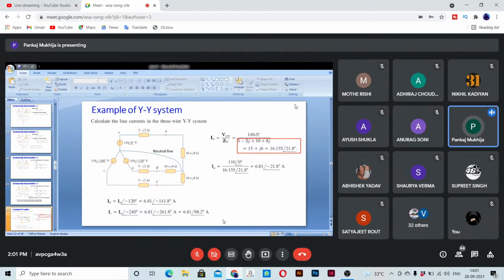Is it clear? Any doubt in this? Very simple problem. You see that it's a balanced case. All these impedances are the same: 10 plus j8, 10 plus j8, 10 plus j8.